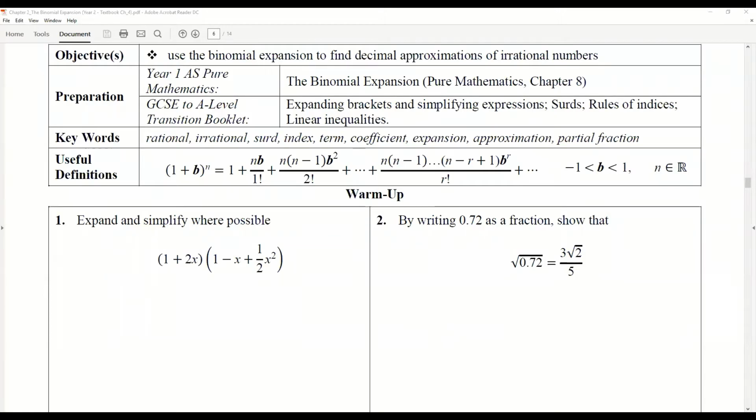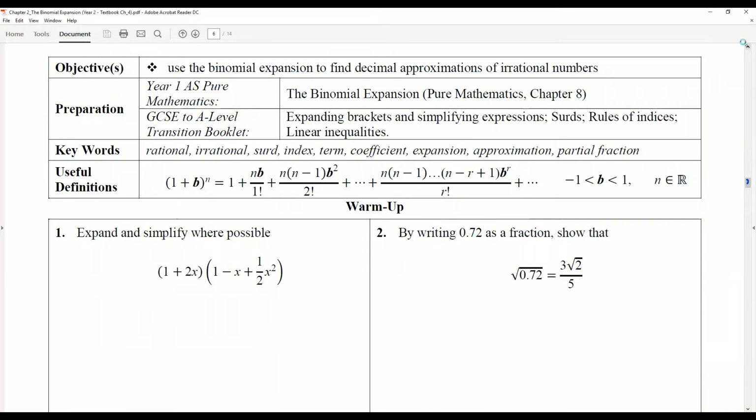Welcome to lesson 2 of the binomial expansion in year 2. Today we're going to look at using the binomial expansion to find decimal approximations of irrational numbers. We're entering into the problem solving tier of what we aim to achieve in this chapter.